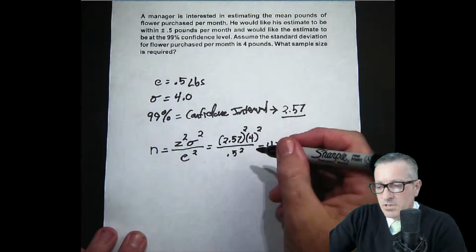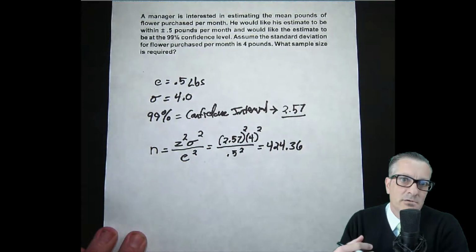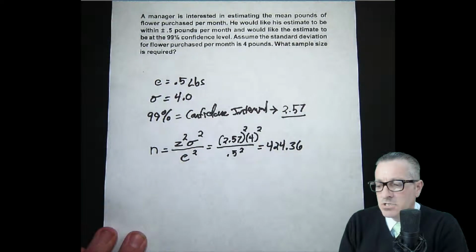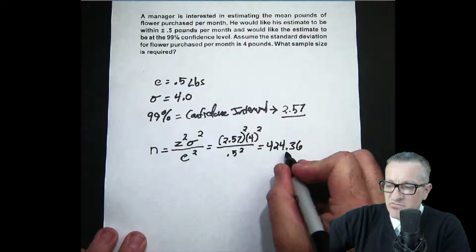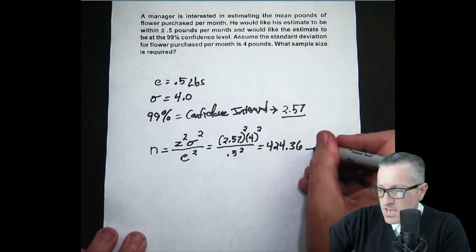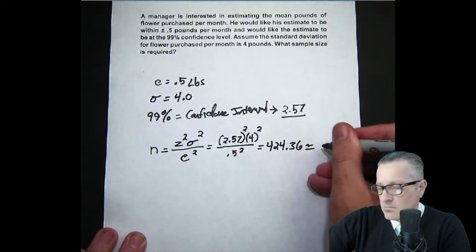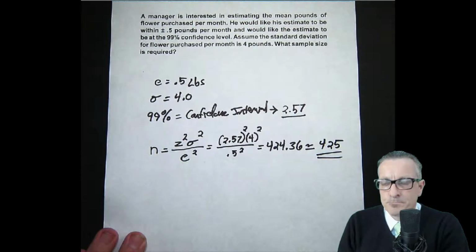And if you're actually looking for the sample size required, what you would do is you round up, because if you rounded down, then you would actually not have enough, because what this is saying is we have this fraction, so we want to round up. So what we actually have is it would be about 425.